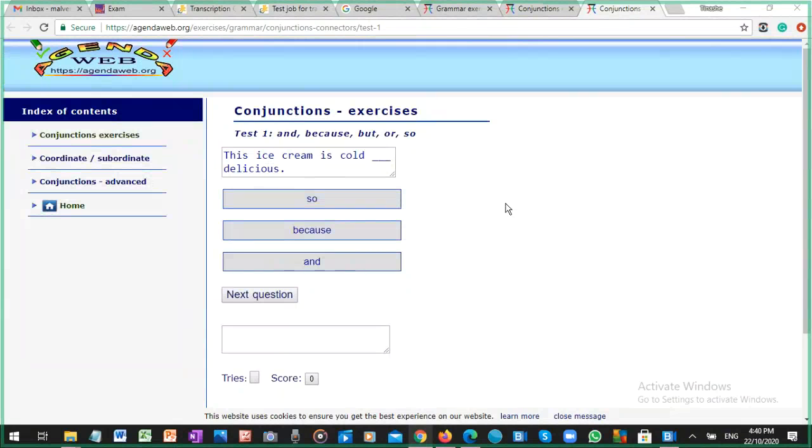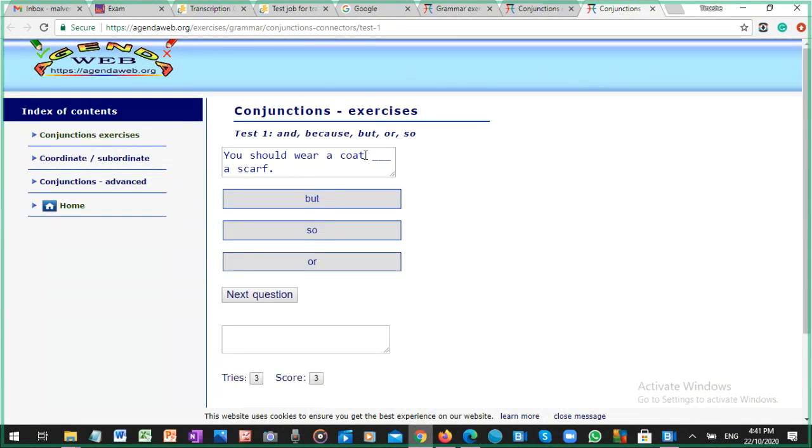Okay. So the first one is, this ice cream is cold dash delicious. This ice cream is so cold and delicious. Well done. That's correct. We can't play today dash it is raining. I can't play today because it is raining. Well done. That's correct. There is no bus dash or go on foot. There is no bus. Well done, that's correct. Next one.